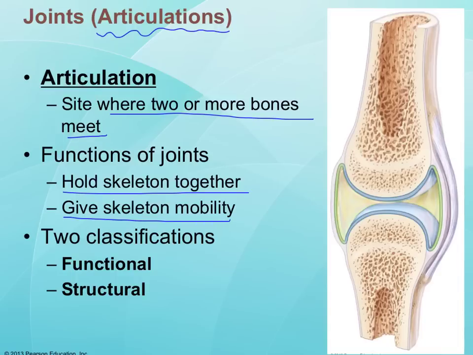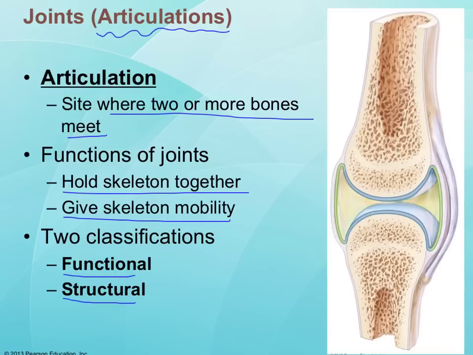Every joint holds some bones together. That's how we define the joint. However, not every joint is movable. For example, the sutures between skull bones have no mobility. We can classify the joints by their function or by their structure.